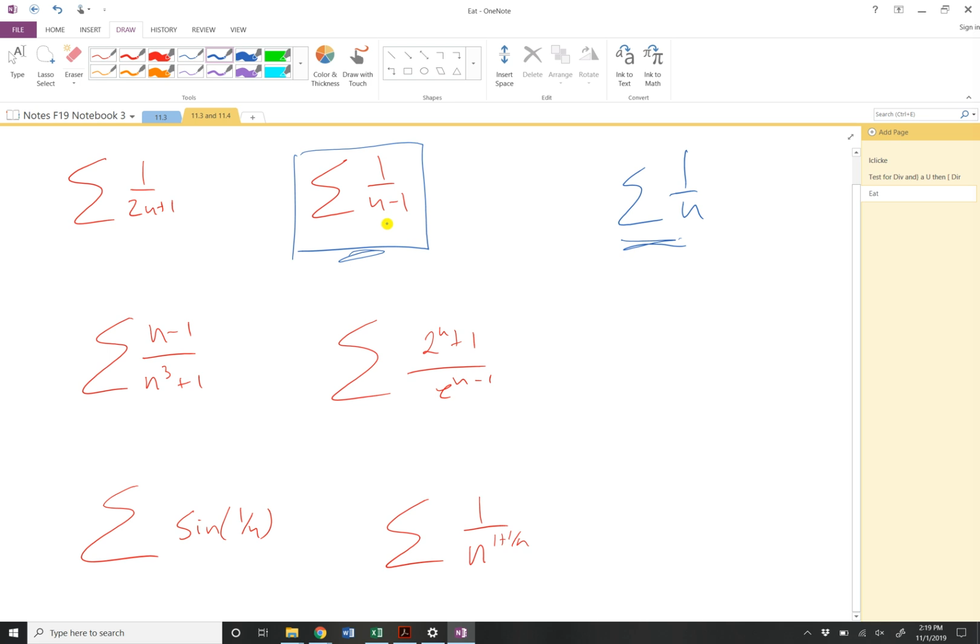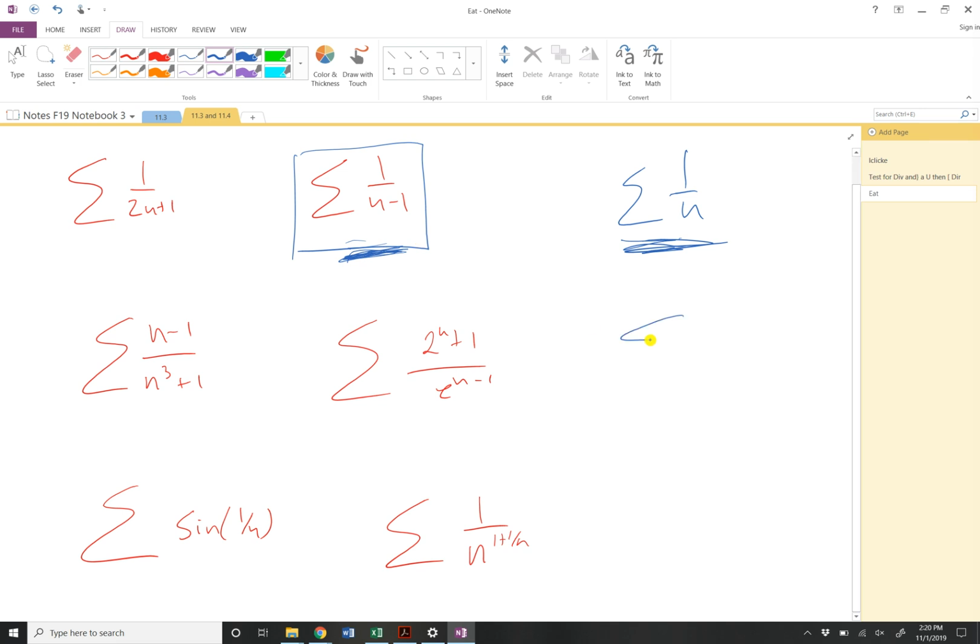1 over n minus 1. The denominator is smaller, so the terms are going to be larger, and so we're going to be adding up larger values here than over here. So what should we be able to conclude about this series? It diverges by comparison. We know something about 1 over n. It's the harmonic series. It diverges. Or by the p-test, since p equals 1, it diverges. So this has got to diverge just by the comparison. It's larger than a divergent series. It's got to diverge. Okay?